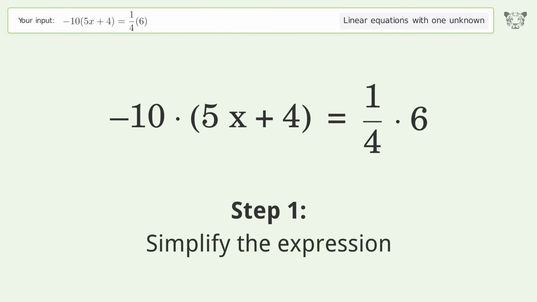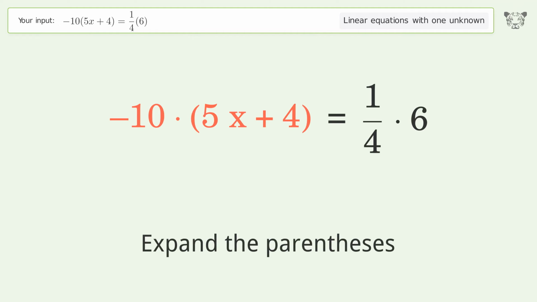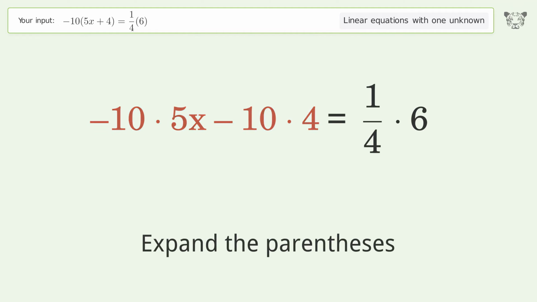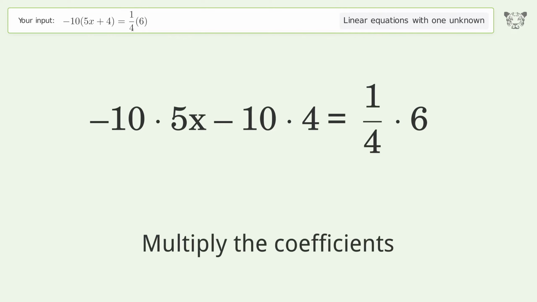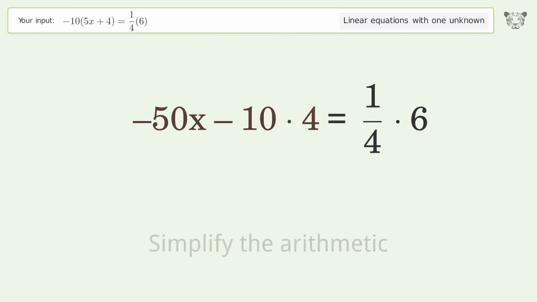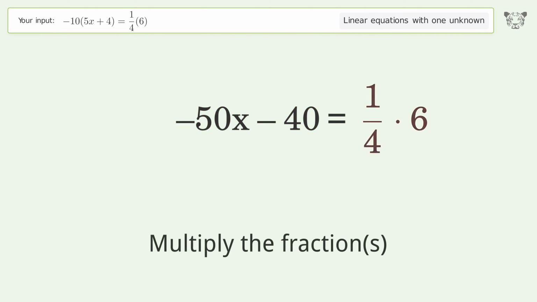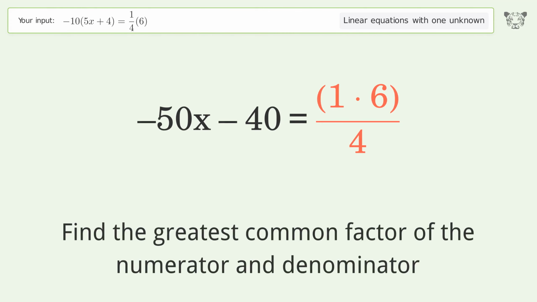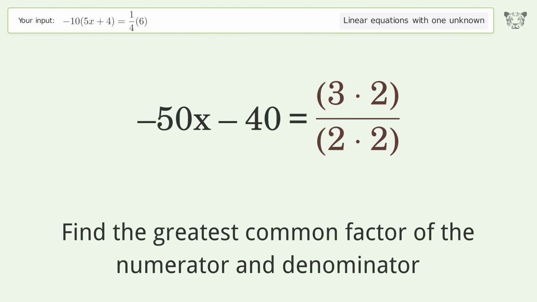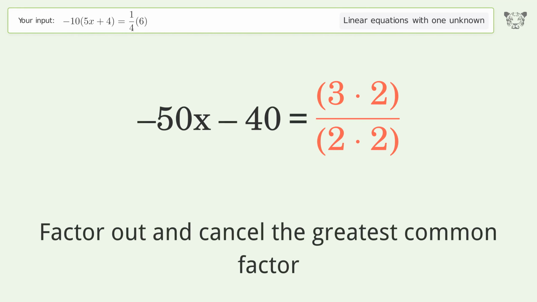Simplify the expression. Expand the parentheses. Multiply the coefficients. Simplify the arithmetic. Multiply the fractions. Find the greatest common factor of the numerator and denominator. Factor out and cancel the greatest common factor.